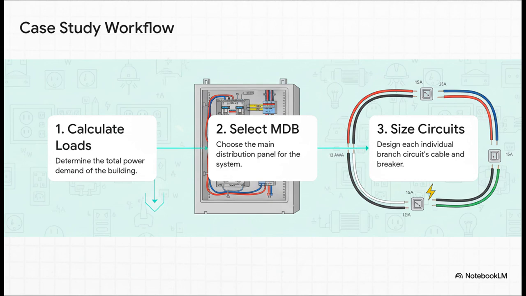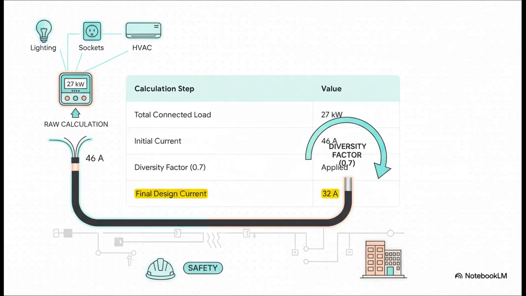First, we'll boil down the total load. Then, we pick the heart of the system, the main distribution board, or MDB. And finally, we'll get into the nitty-gritty of sizing each individual circuit cable and breaker. Okay, step 1, the load calculation.